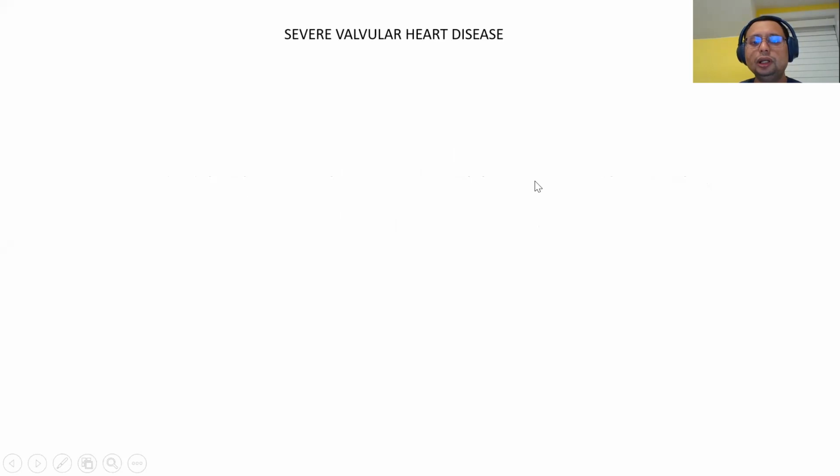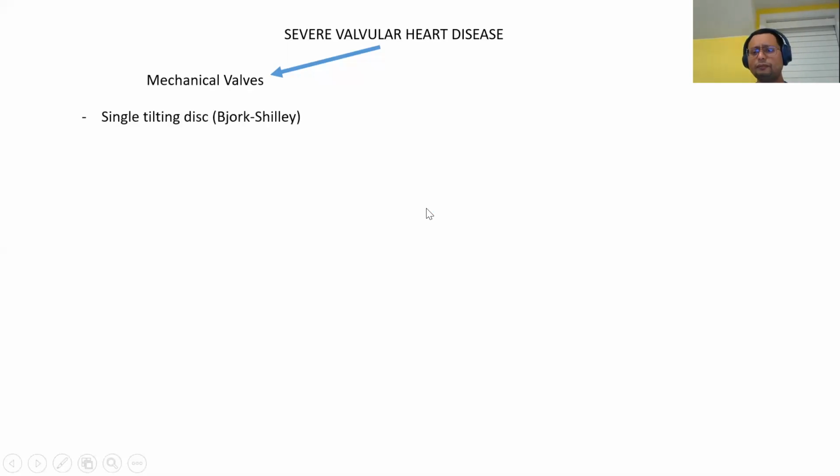So let's say someone has severe valvular heart disease. Okay. And then after that, you think that this patient needs replacement, not repair. When we say repair, we mean that the valve is intact, and we will do something on the leaflet, but we don't replace the valve. When we say replace, we're replacing the whole valve. So when we do valve replacement, we can have a choice. Either we can give the patient a mechanical valve, or we can give the patient a bioprosthetic valve.